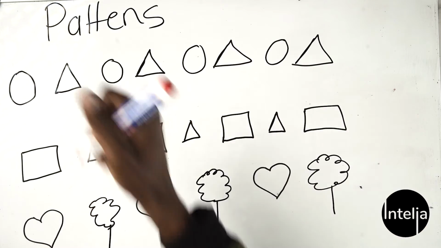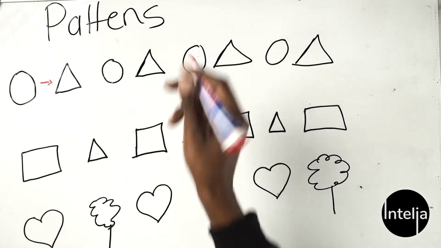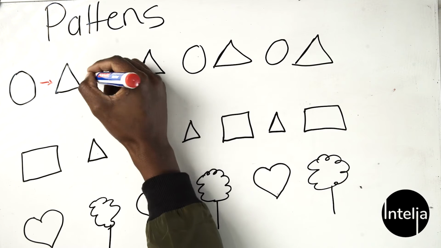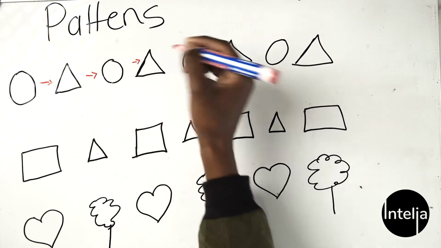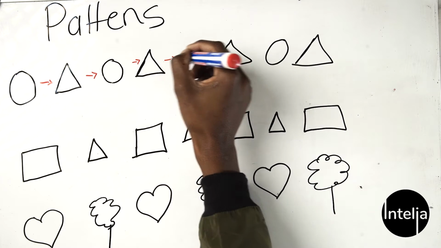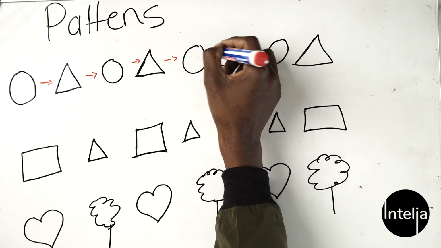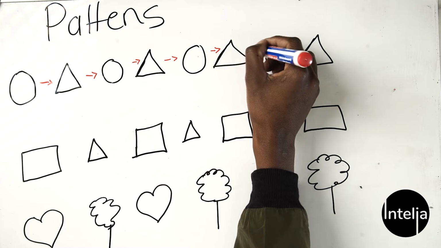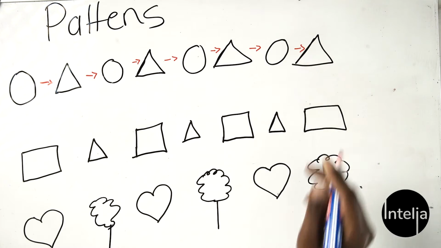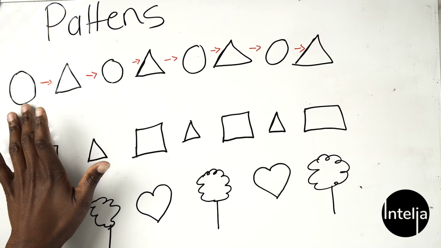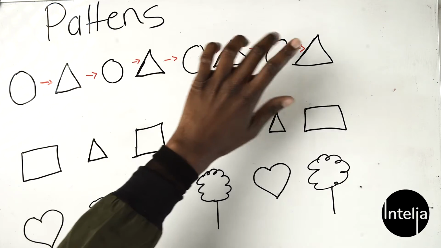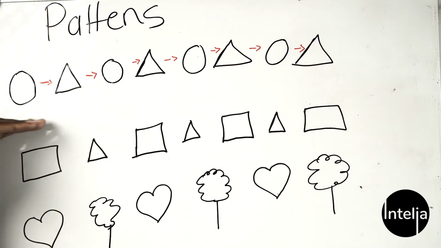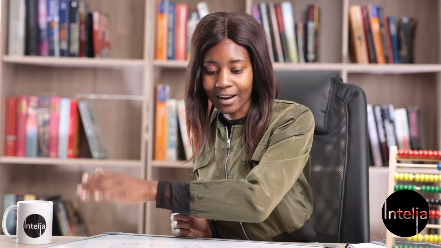To start from here, we have a circle, and then it goes to the triangle. It's a pattern. And then it goes to the circle, and then to the triangle. So this is our pattern. It goes from circle to triangle, circle to triangle, circle to triangle. So it just keeps going on and on like that.